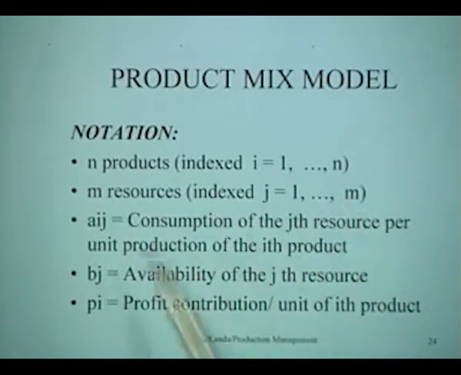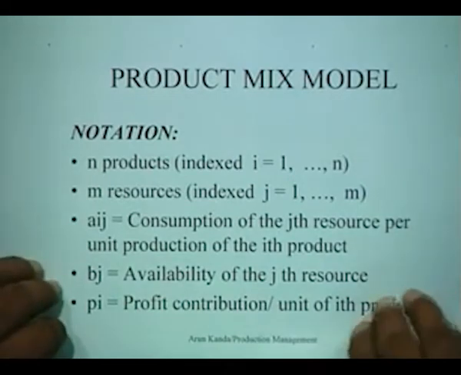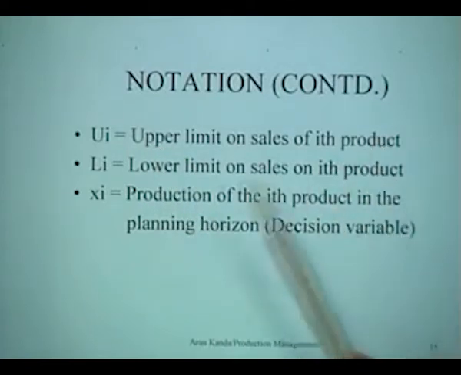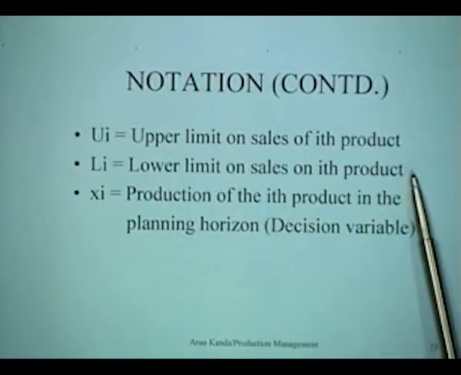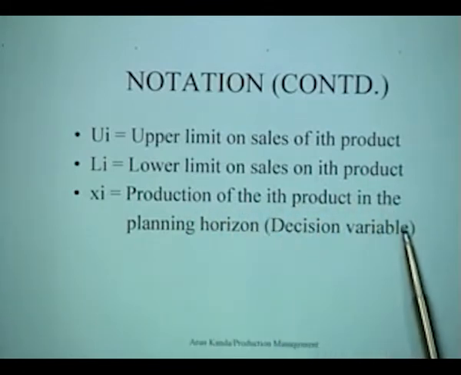You have m resources, Aij is the consumption of the jth resource per unit production of the ith resource, Bj is the availability of the jth resource in general, and Pi is the profit contribution per unit of the ith product. So, when you have this, the various other variables are, the notation is Ui is the upper limit on sales of the ith product, Li is the lower limit on sales of the ith product in general, and Xi is the production of the ith product in the planning horizon.